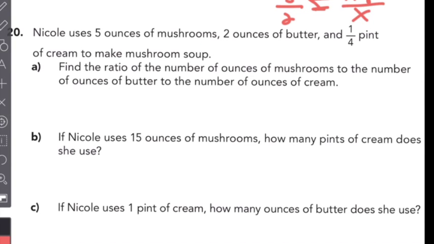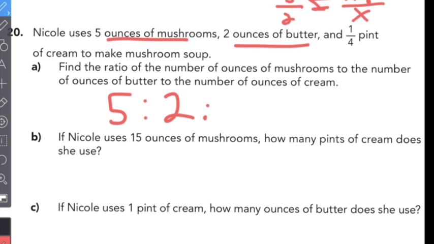Okay, so the next one is Nichole uses 5 ounces of mushrooms, 2 ounces of butter, and a 1/4 pint of cream. Okay, so we need to figure out the ratio. It says in A, but everything has to be converted to ounces. We already have 2 as ounces. So it's 5 to 2 for butter, and we want to keep them in order because that's what they gave us, to a 1/4 pint of cream.